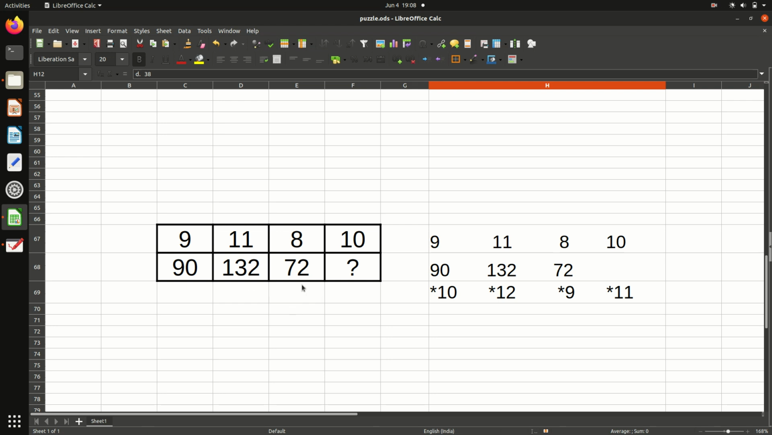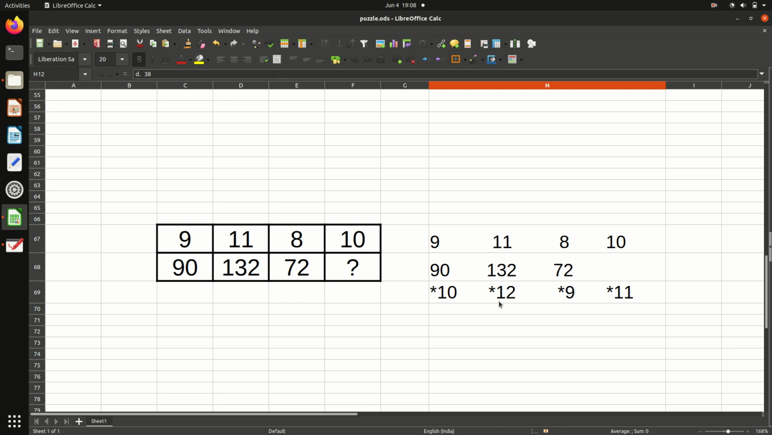Now see, there could be another thing also. In some other question it would be like first, second, third, fourth. But in this case we are getting a pattern for first and third. So here multiplication is 10 and here it is 9. So there is a decrement of 1. So second, fourth should also be a decrement of 1.